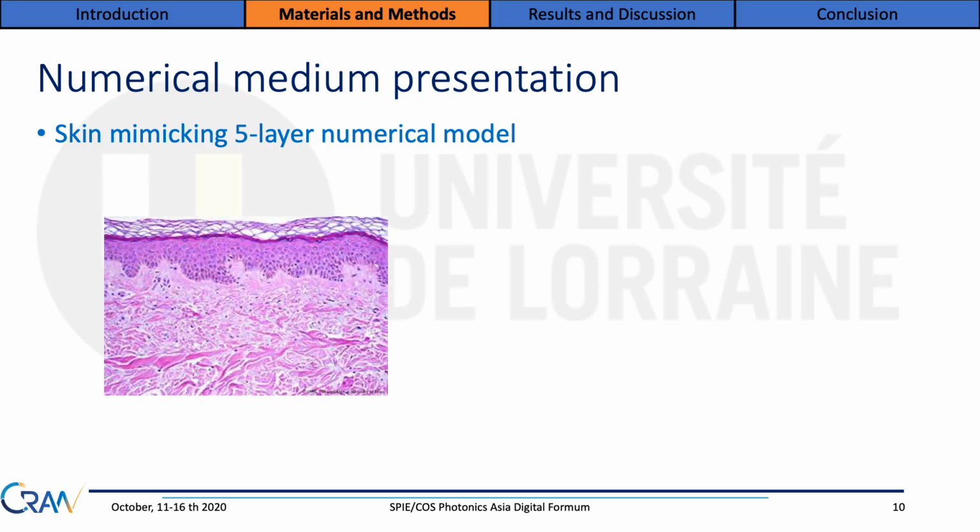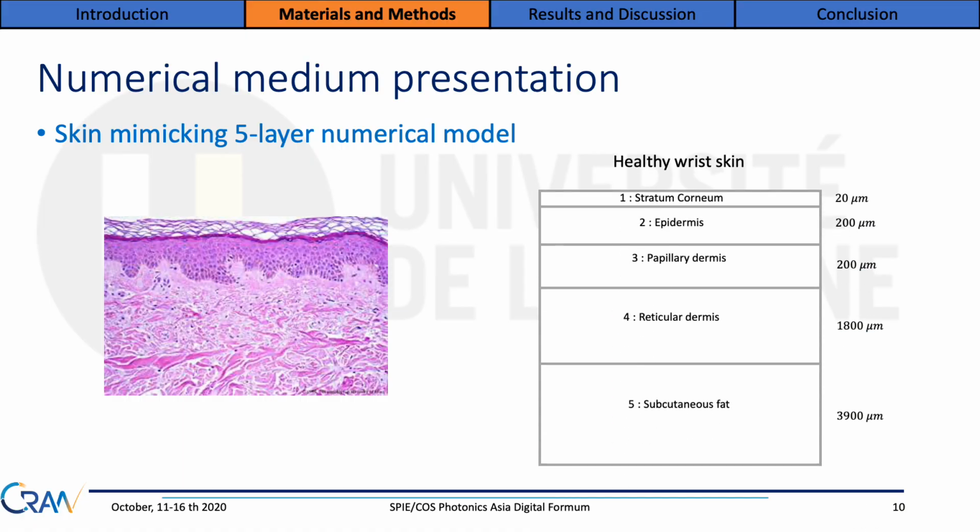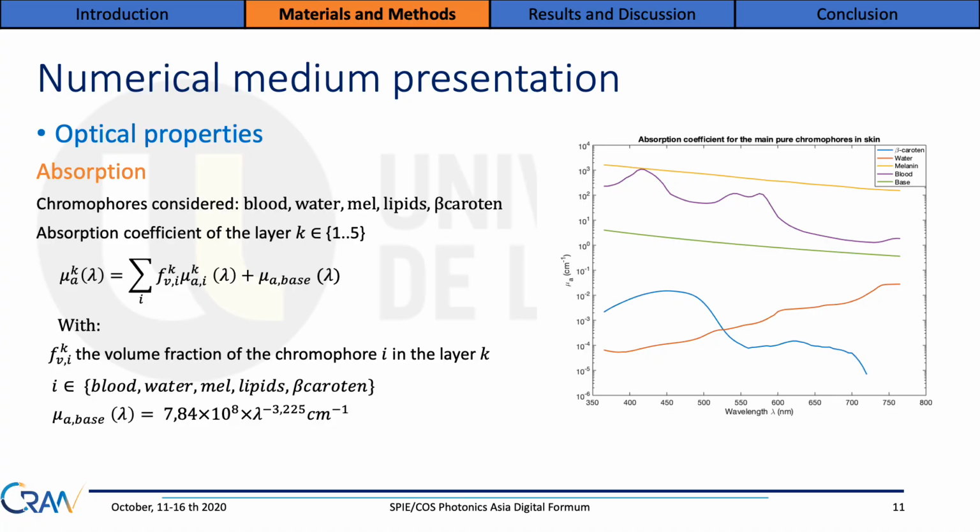The first step was to create a digital medium that was as faithful as possible. It was chosen to mimic a healthy gray skin. We turned to a 5-layer model reproducing, from the superficial to the deepest layer, the stratum corneum, the epidermis, the papillodermis, the reticular dermis, and finally a subcutaneous fat. For the optical behavior, more precisely the absorption, only 5 chromophores were considered, namely blood, water, melanin, lipids, and beta-carotene.